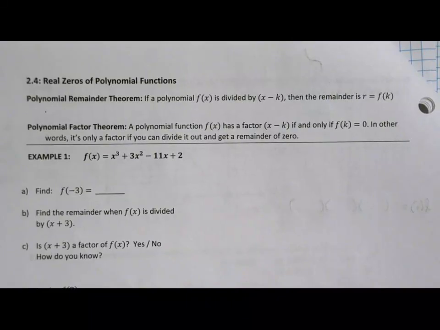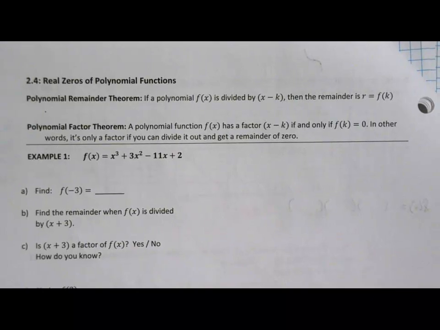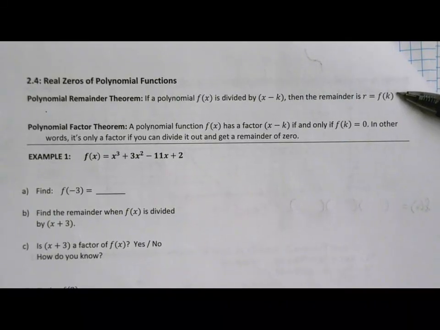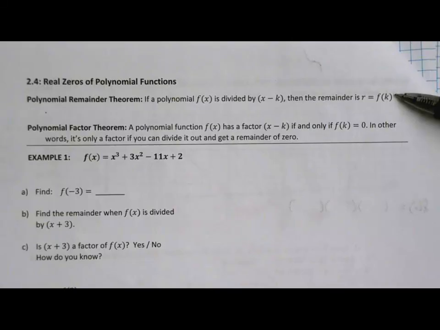For the polynomial remainder theorem. Is this making any sense to you? Yeah. Good.